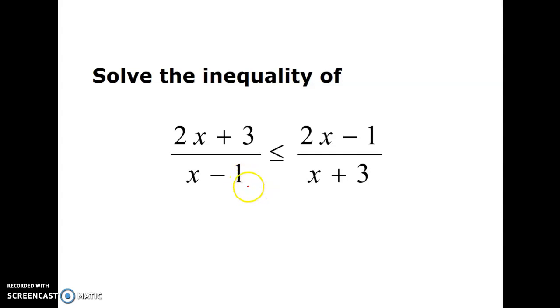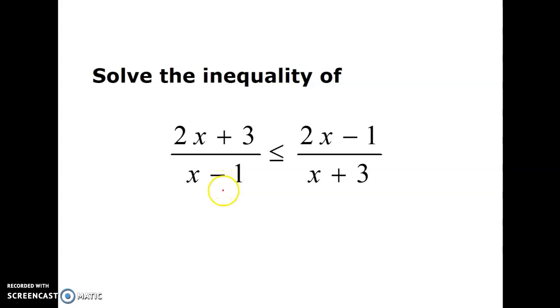Hello everyone, I'm Rachel. This is another example where I'm going to share with you how to solve rational inequalities. Having this example, we can see that both sides have a rational expression.